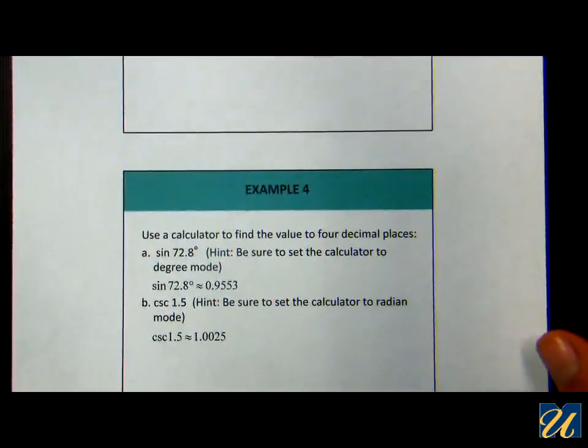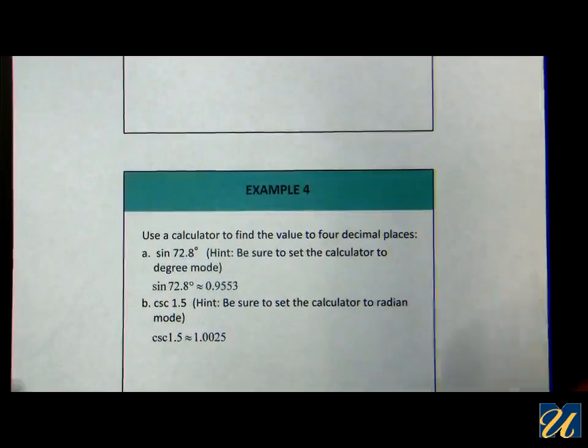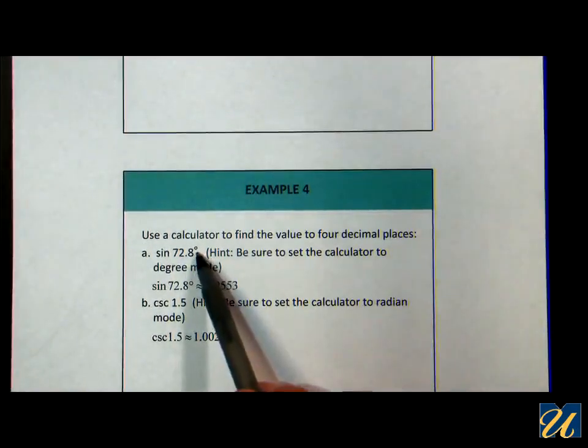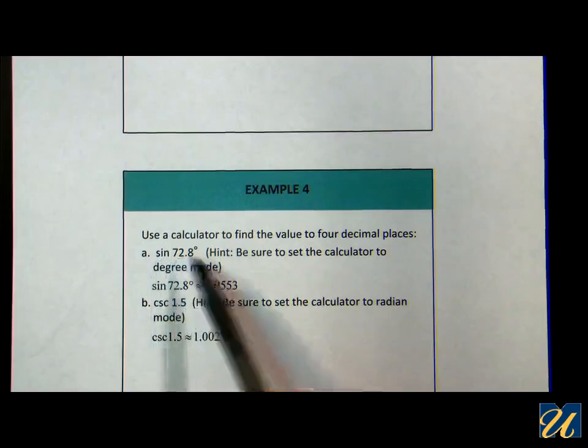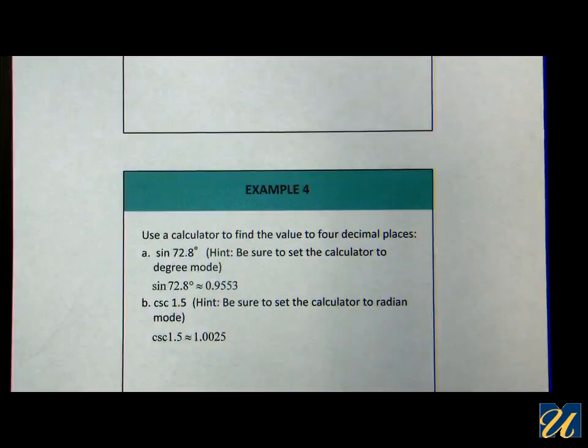Example 4. Set the calculator to degree mode since we're working in degrees, hit the sine button and then 72.8, and then enter, and you will see the value on the screen is approximately 0.9553.